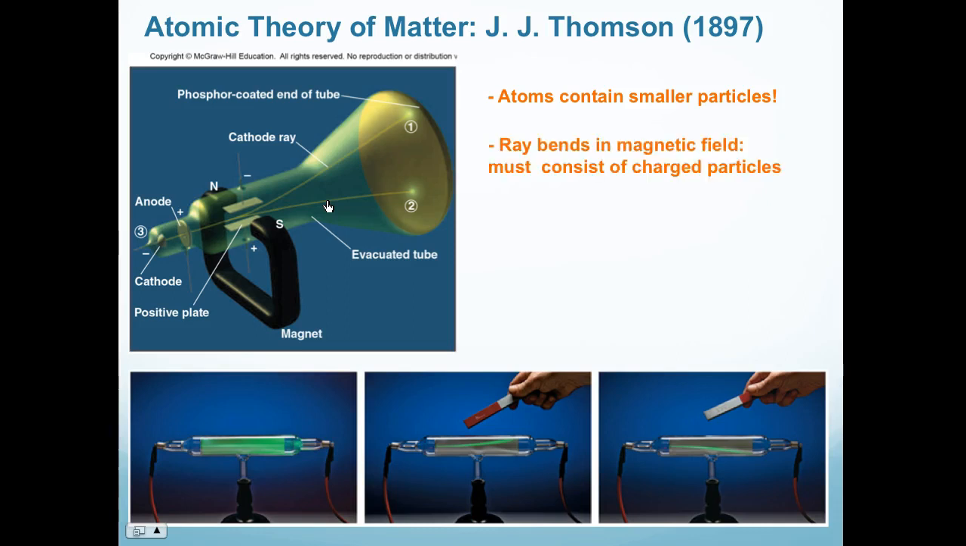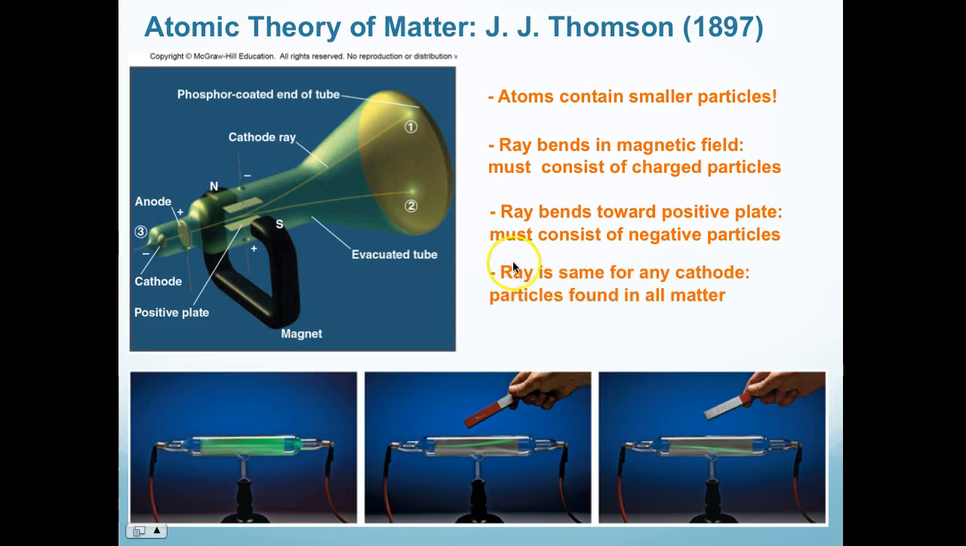So again, the ray is going to bend in a magnetic field, so it must consist of charged particles. So specifically, since the ray is going to bend towards the positive plate, it tells us that it must consist of negative particles. So these are going to be our electrons. The ray is the same for any cathode. It doesn't matter what cathode we use. So it tells us that these particles are going to be found in all matter. And this is just a smaller version of the same experiment.